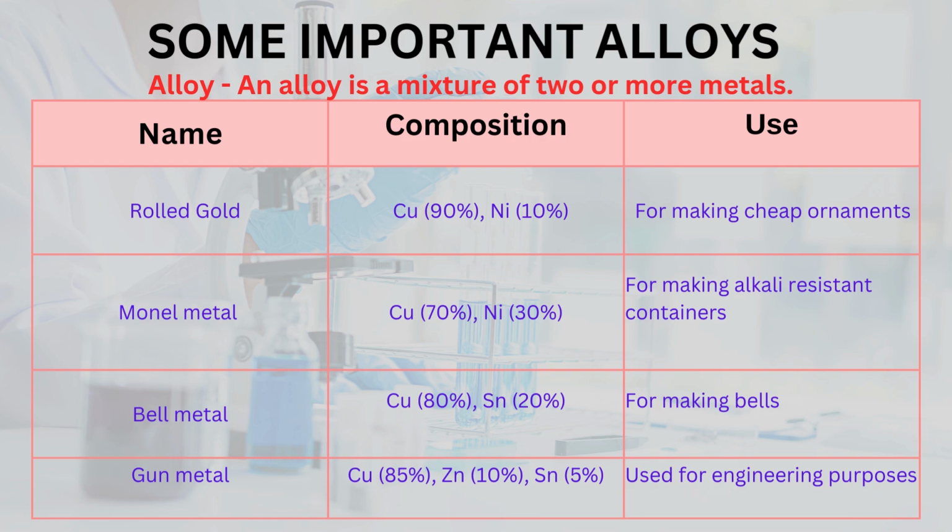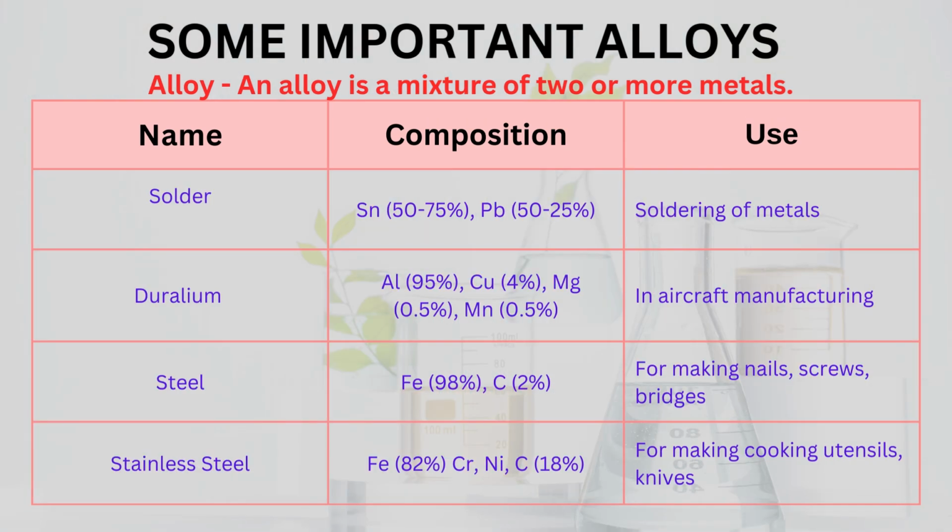Then monel metal. Composition is copper and nickel. Copper 70%, nickel 30%. Uses: making alkali resistant containers. Then bell metal. Composition is copper and tin. Copper 80%, tin 20%. Uses: making bells. Then gunmetal. Composition is copper, zinc and tin. Copper 85%, zinc 10%, tin 5%. Used for engineering purposes.